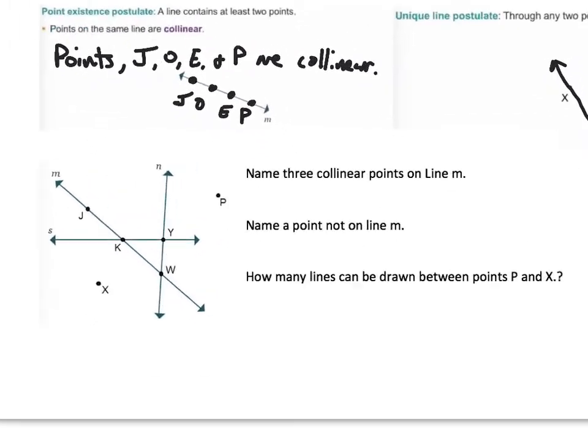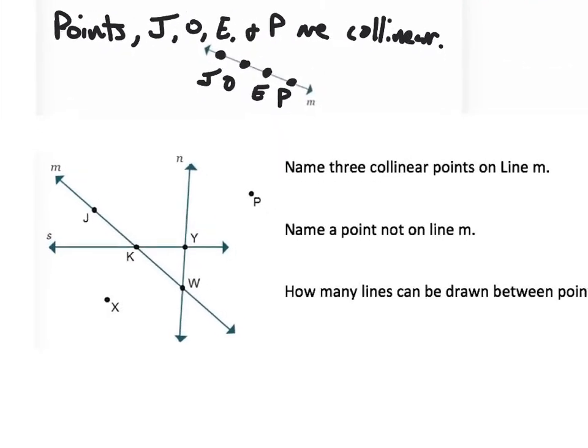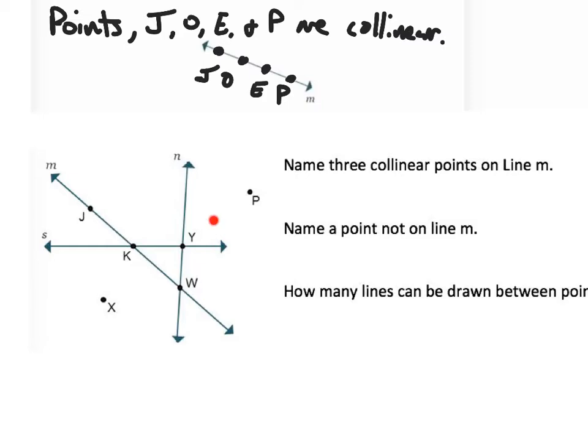Now let's go over here and take a look at this problem. We have this figure here, and we want to answer these questions. It says, name 3 collinear points that are on line M. Line M, first of all, I'm going to highlight line M here. That's this line right here. Three points that are on line M are going to be J, K, and W. So I would simply write points J, K, and W.